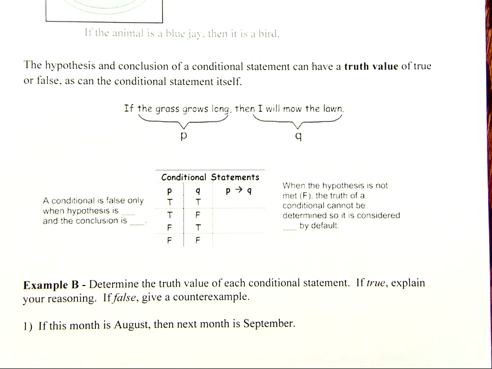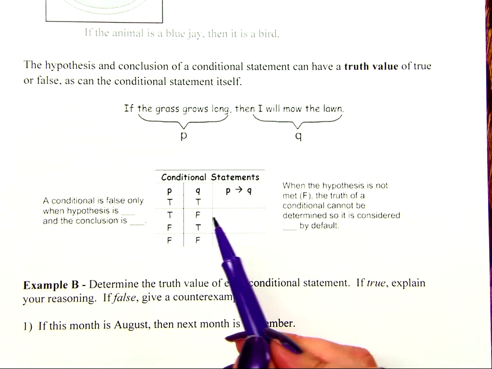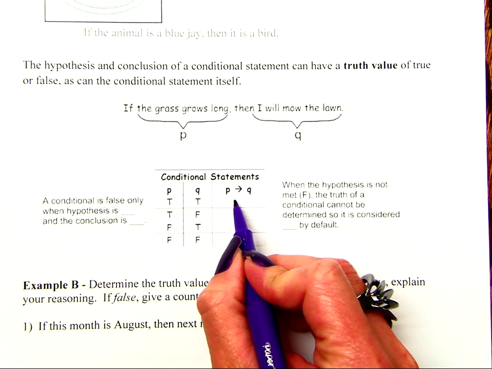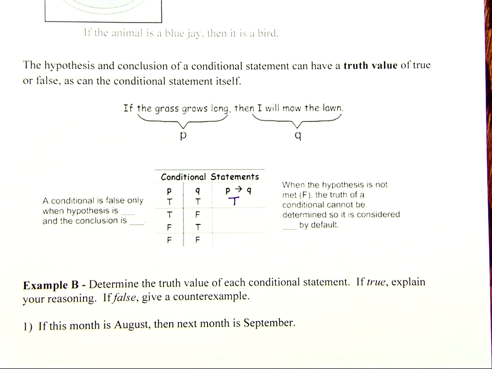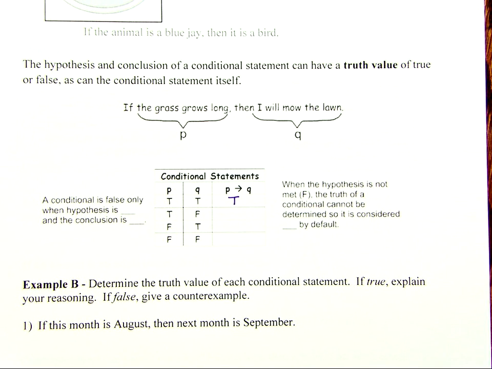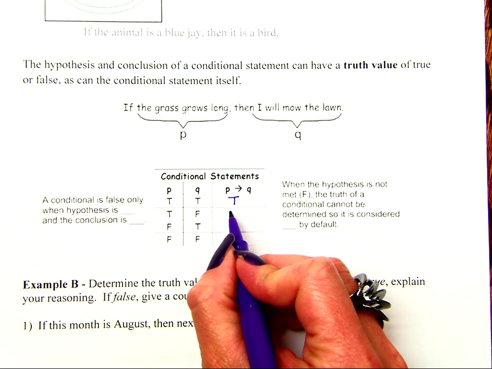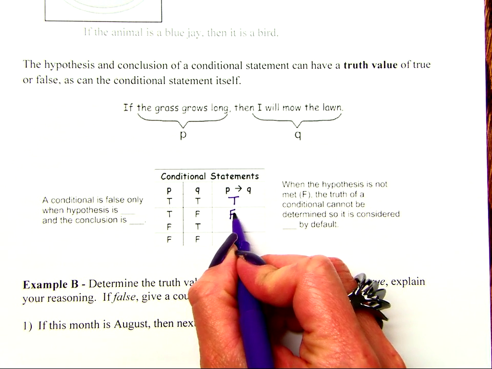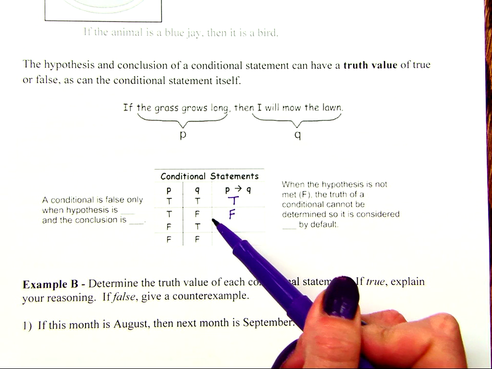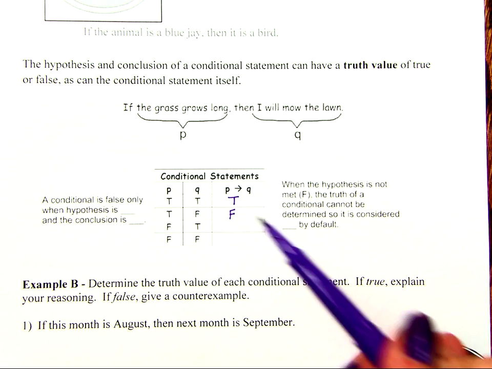If you dissect your statement, and you determine that your hypothesis is true and your conclusion is true, then your overall statement is going to have to be true. If your hypothesis is true but your conclusion is not, then your statement is going to be false. Similar to above, when we said, if my animal is a bird, then it is a blue jay, that would be false because it's not guaranteed that we have a blue jay.